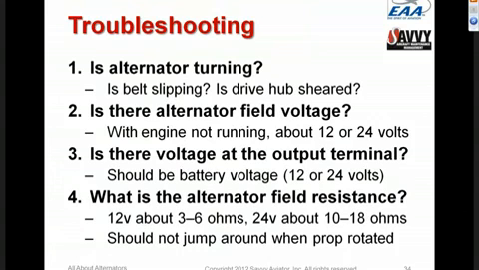Again, first step is to make sure the alternator is turning. If it's not turning, we need to figure out why. It's a mechanical problem. The belt is slipping, the drive hub is sheared, something is preventing the alternator from turning. Second step is to see if there's field voltage at the alternator. With the engine not running and the system powered up, we should be seeing something close to battery voltage, 12 or 24 volts, at the alternator field terminal. If we don't, the problem is not the alternator, it's something in the field circuit.